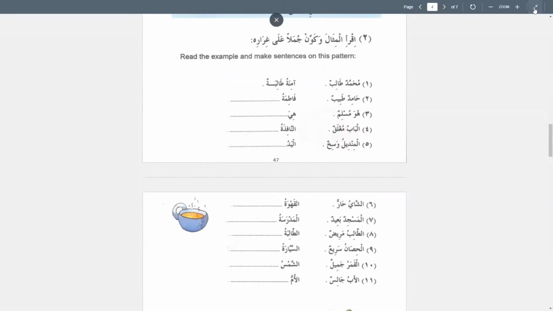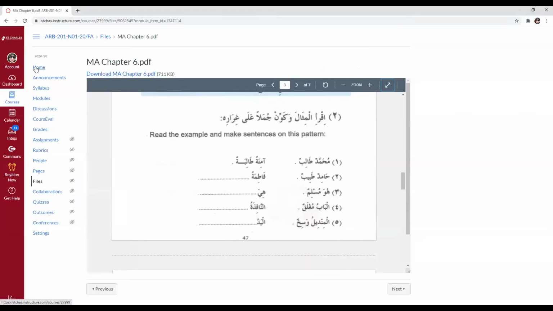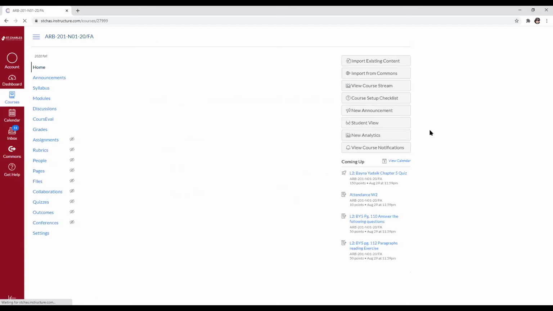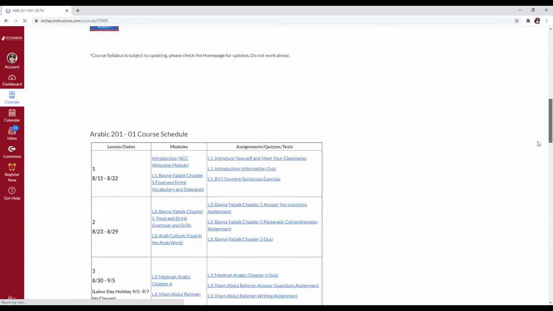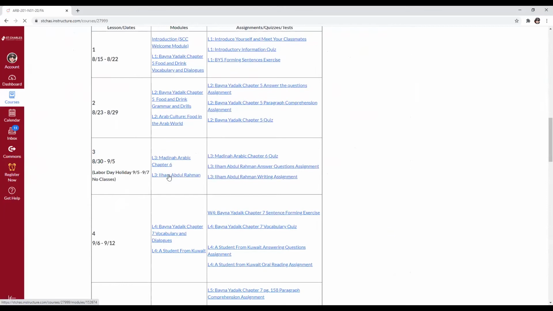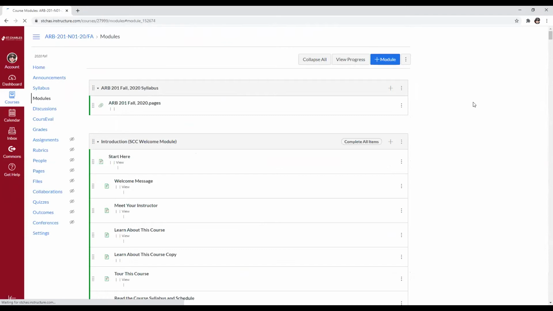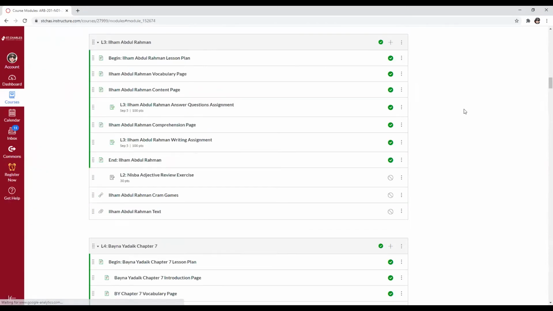But I want to go on to our module because it's probably a little bit more complex. Okay, Ilham Abdul Rahman. And you'll have several assignments on this too. You have a question answer assignment and then also a writing assignment will come from this. So I want to make sure that you understand it. So let's first look at the vocabulary page.